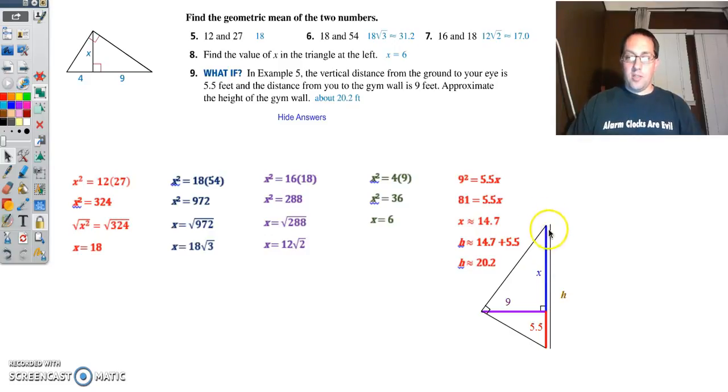Now remember, that's just this top part. We want the entire wall, so we've got to add that 5.5 back into it. And so there's that 20.2. All right, and so there it is. That is similar right triangles created by the altitude there and the geometric mean. And so that's kind of useful. You can use it for indirect measurement and things like that.